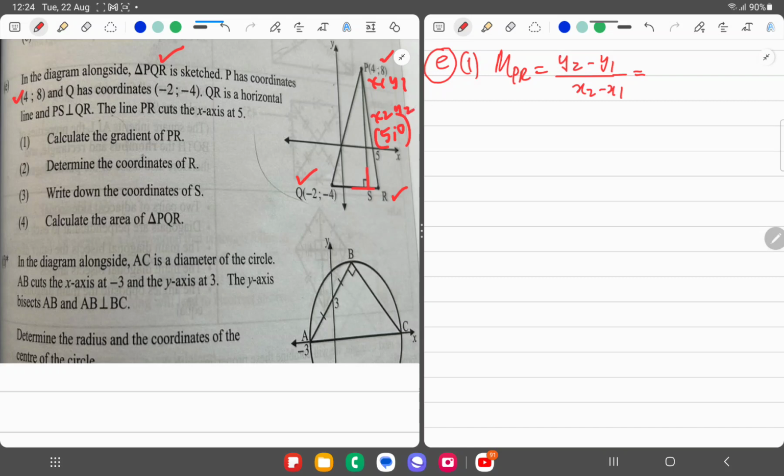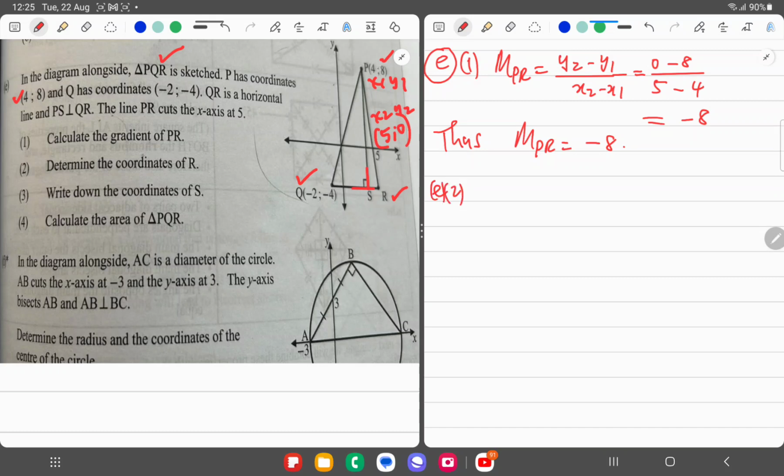So y2 is 0 minus y1, which is 8, divided by x2, which is 5, minus x1, which is 4. This is exactly minus 8. The conclusion, therefore, is that the gradient of the line segment PR is minus 8. Right, the next thing is we look at E part 2.